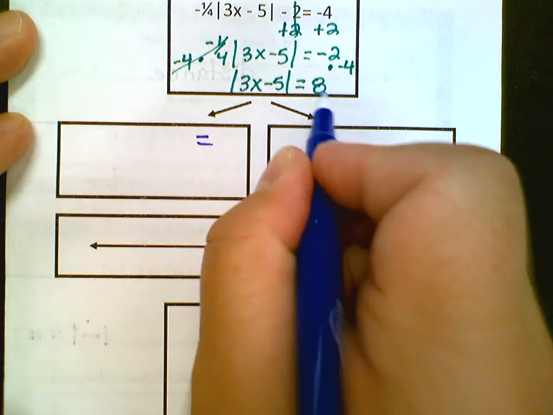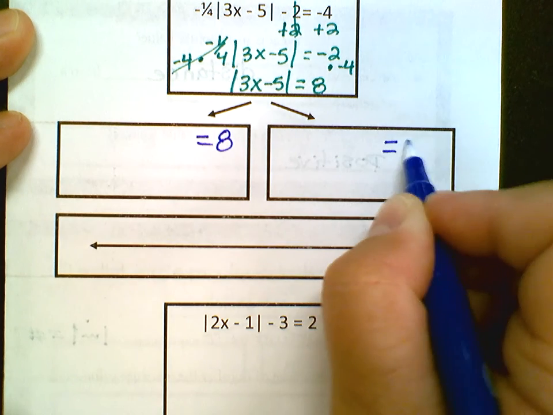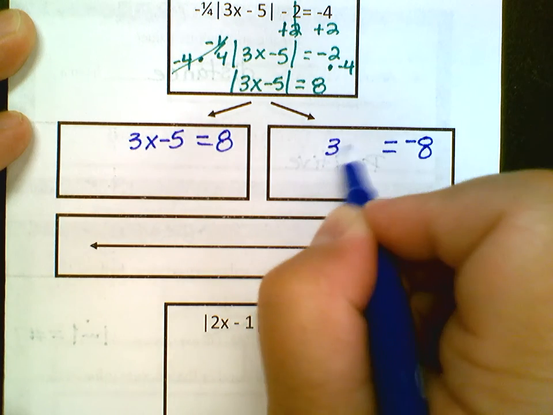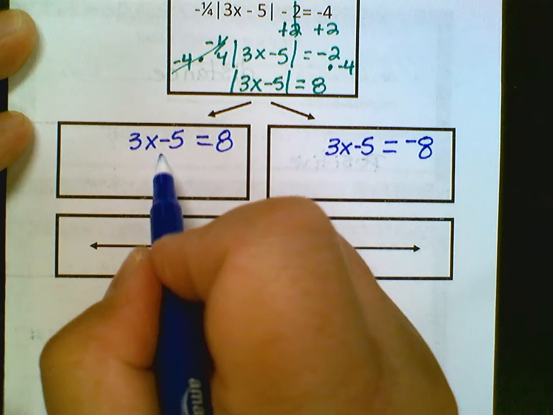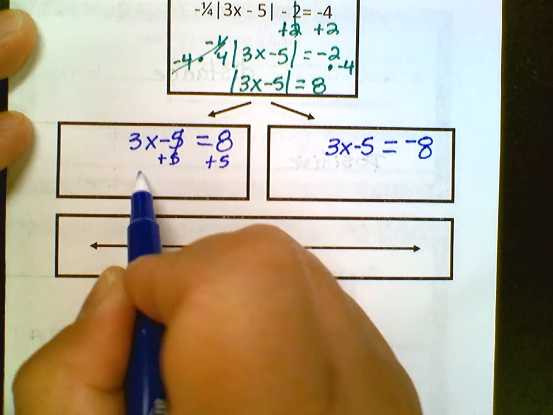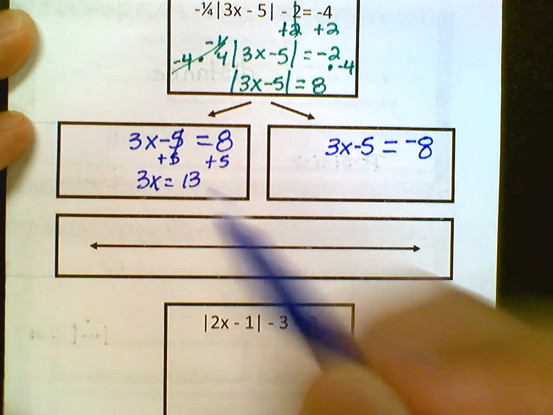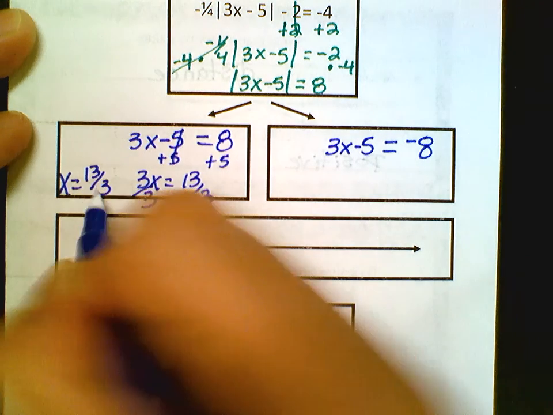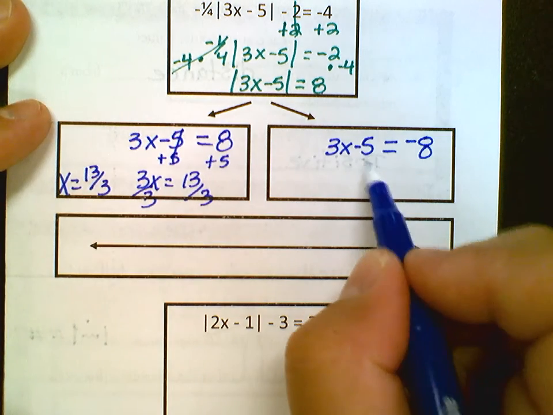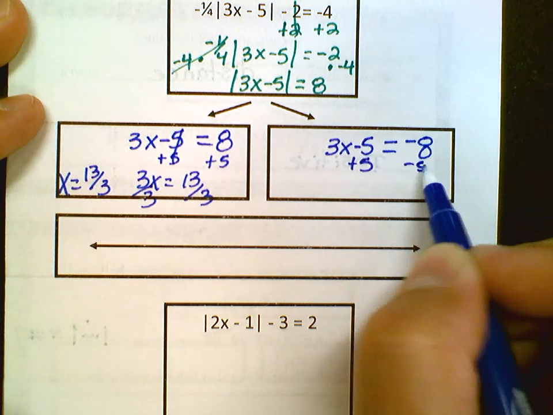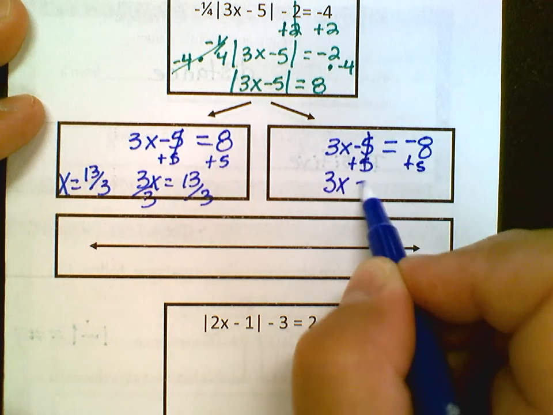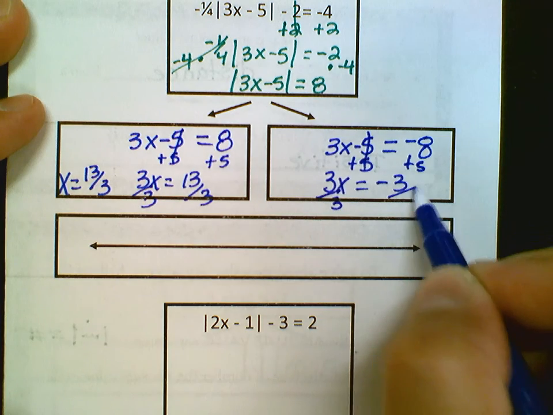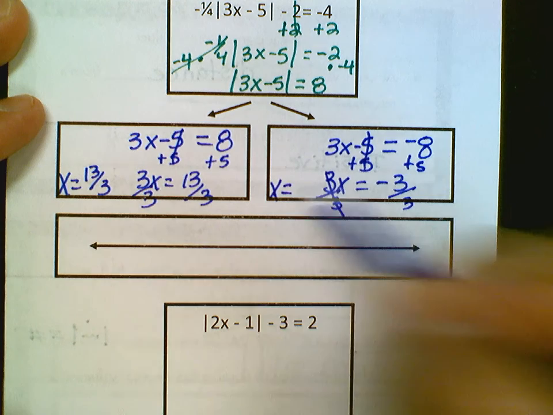So 8 units away from 0 is 8 and -8. Put my stuff over here. If I add the 5, I get 3x equals 13. And divide by 3, I get x equals 13/3. So let's go ahead over here. I'm going to add the 5 here to get 3x equals -8 plus 5, which is -3. And then I'll divide by the 3 to get x equals -1.